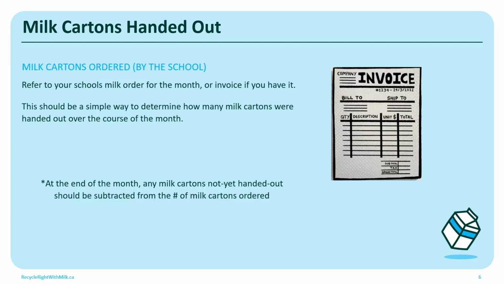To determine the number of milk cartons ordered for the month, refer to your school's milk order for the month or invoice if you have it. This should be a simple way to determine how many milk cartons were handed out over the course of the month. If you have leftover milk at the end of the month, you may want to subtract the quantity of remaining milk from your original quantity ordered. So, if you have 10 cartons of milk that have not been handed out at the end of the month, subtract 10 from your original order quantity.